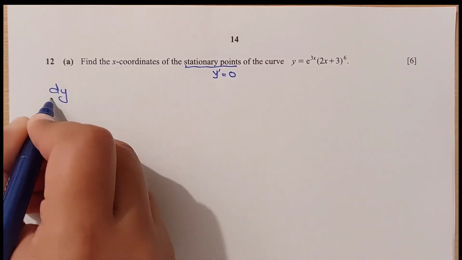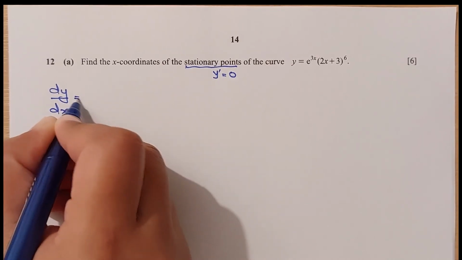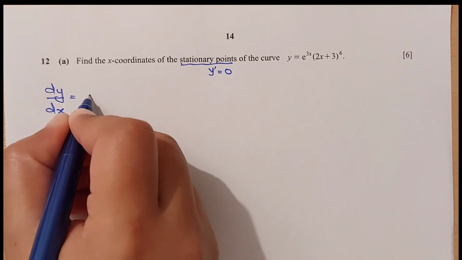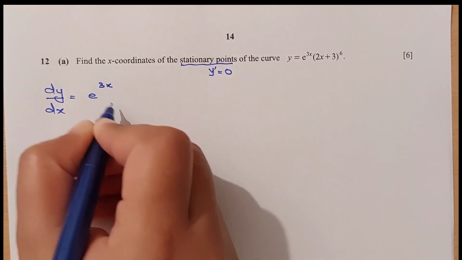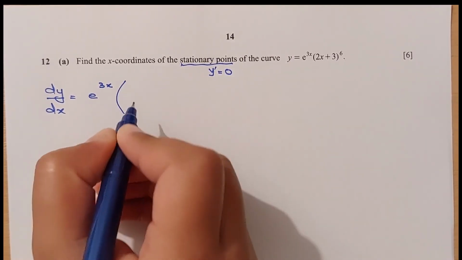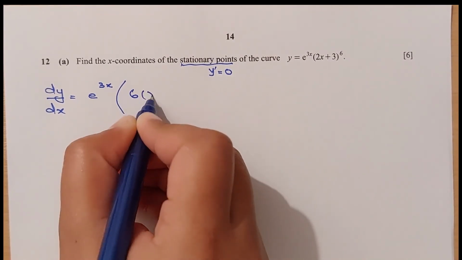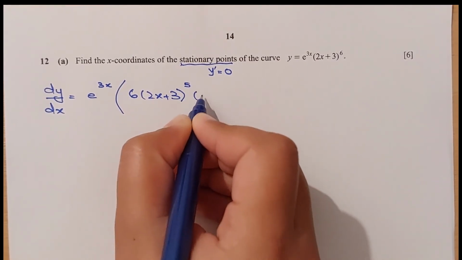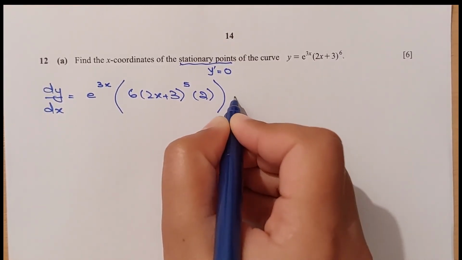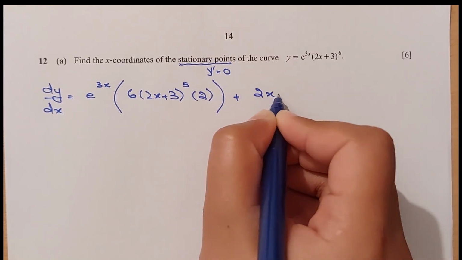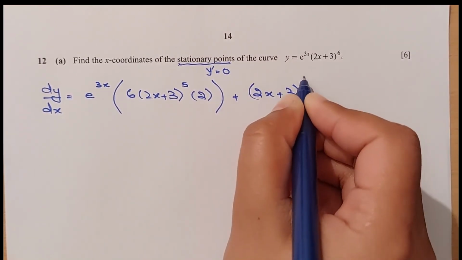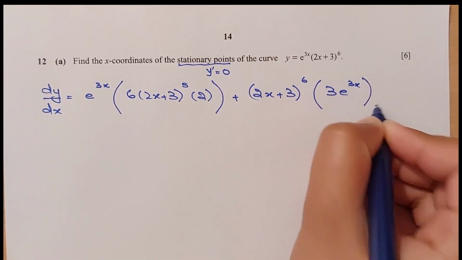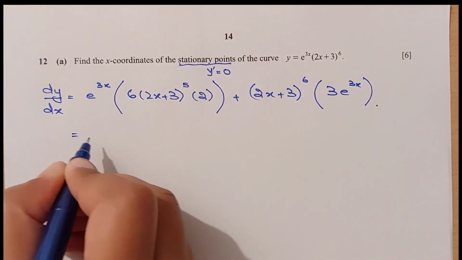So dy by dx is equal to the product rule. We have two functions, so we can say the first function e power 3x is as it is, and the derivative of the other function is a power rule. So we have the power, the base function to the power minus 1, and the derivative of the base function is just 2, plus the second function as it is, and the derivative of the first function, that is 3 e power 3x, right? So let me simplify again.